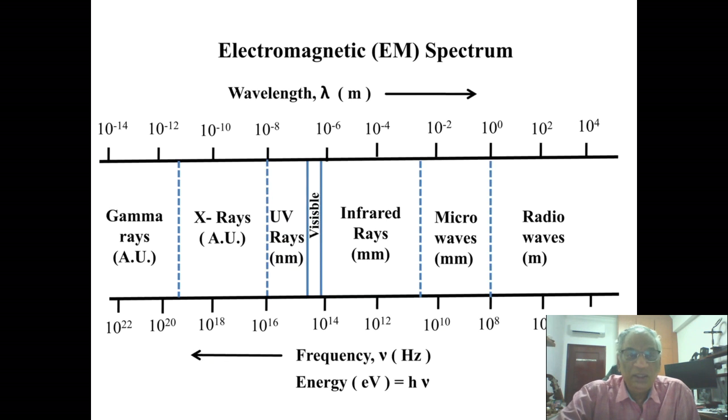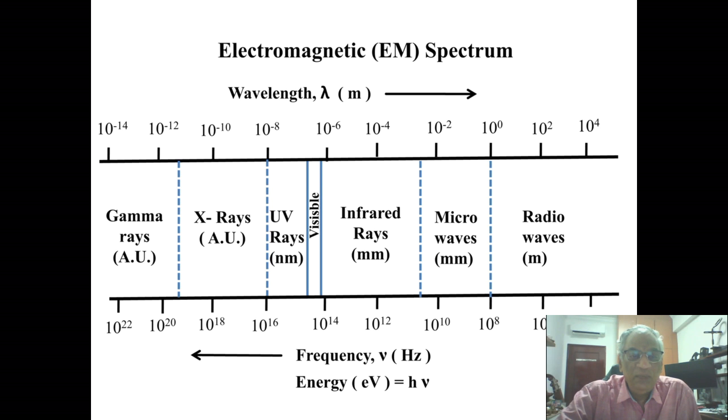In this slide you can see the entire electromagnetic spectrum, covering gamma rays, X-rays, ultraviolet rays, visible light, infrared rays, microwaves and radio waves. The gamma rays have a smaller wavelength, whereas the radio waves have a higher wavelength.